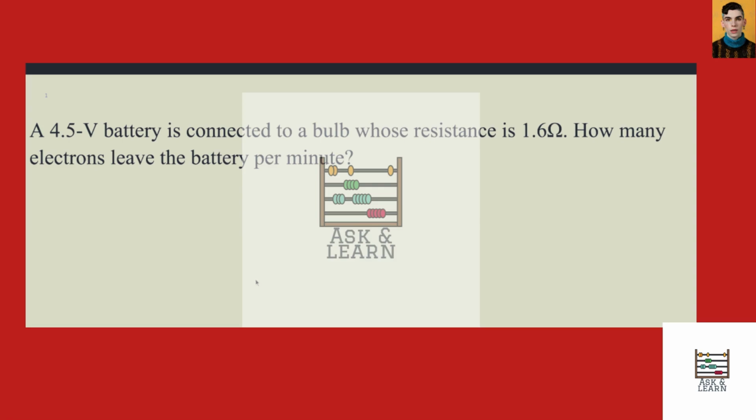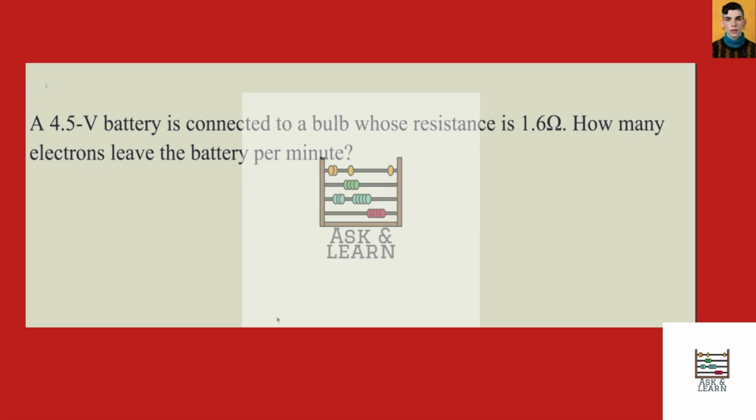A 4.5 volt battery is connected to a bulb whose resistance is 1.6 ohms. How many electrons leave the battery per minute?